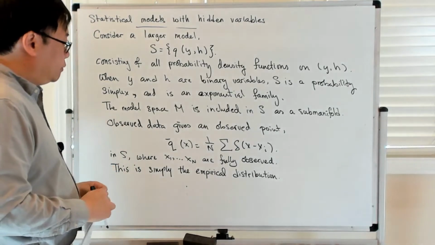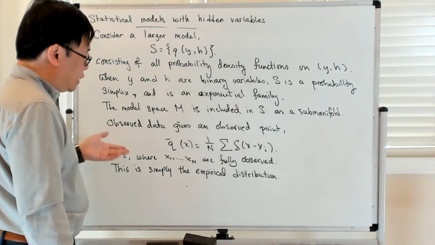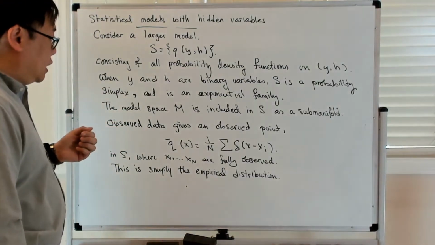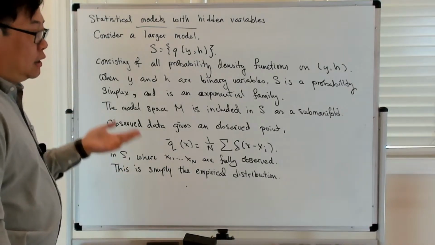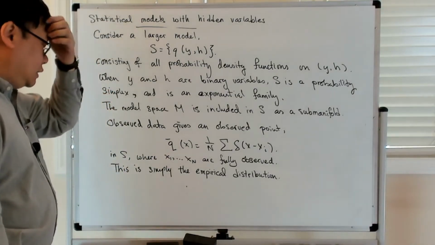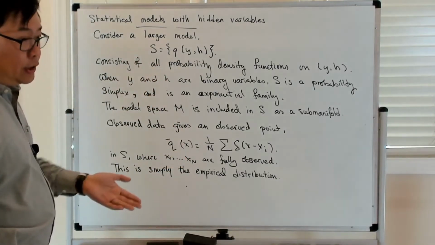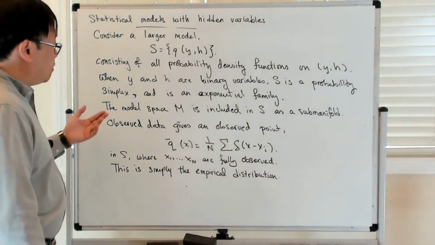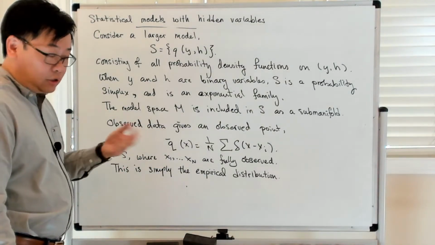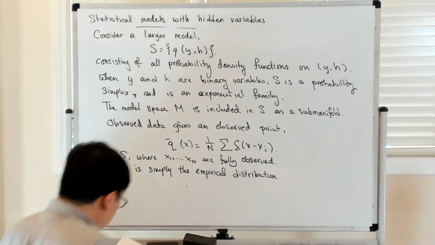So, as you might expect, one way to approach this is that you draw your data, you construct an empirical distribution, which is in this exponential family of all probability distributions, and then you do some sort of projection onto this statistical manifold M, in order to construct your estimator in some sense. Okay.